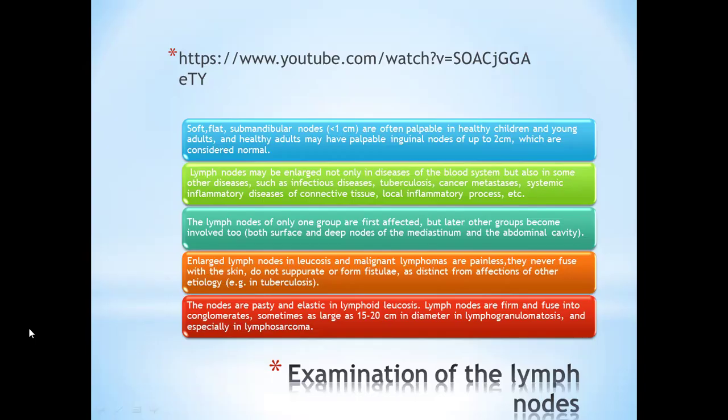Enlarged lymph nodes in leukosis and malignant lymphomas are painless. They never fuse with the skin, do not suppurate or form fistulas, as distinct from affections of other etiology. Nodes are pasty and elastic in lymphoid leukosis. Lymphoid nodes are firm and fuse into conglomerates, sometimes large in diameter, in lymphogranulomatosis and especially in lymphosarcoma.